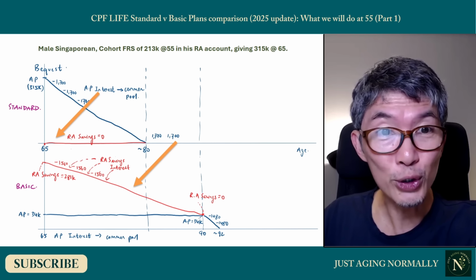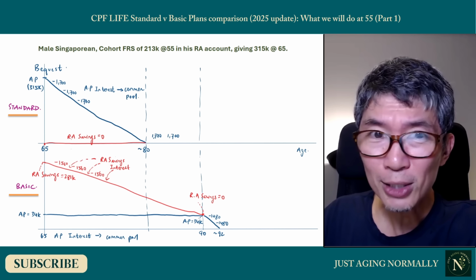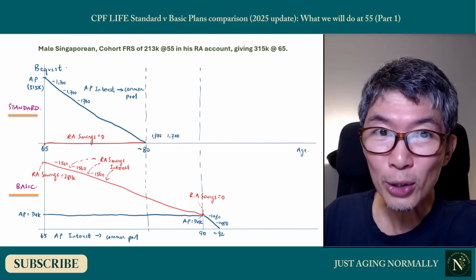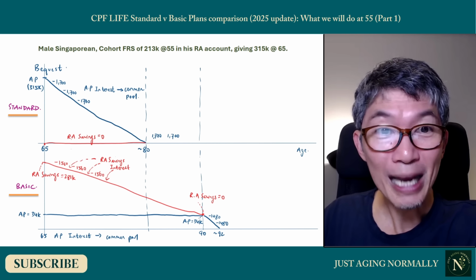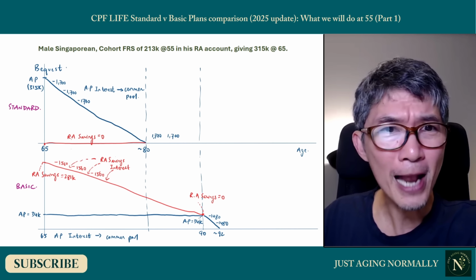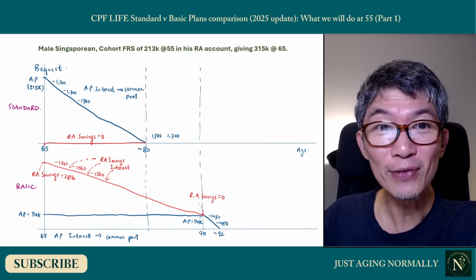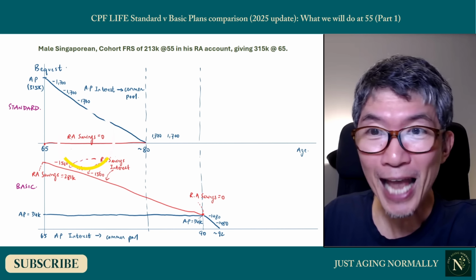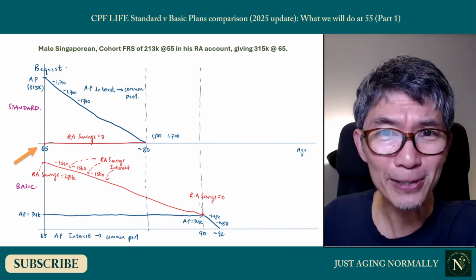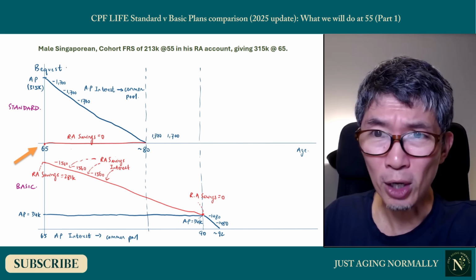The top graph will show you what happens in the standard plan. This is actually quite straightforward. Let me bring you through in point form. Number one, as mentioned, all 315K in the RA account goes into the AP. Hence, RA savings is zero right from the start at 65, the red dot here.